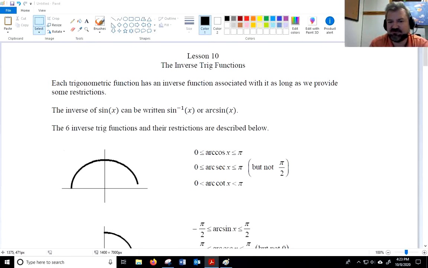Each trigonometric function has an inverse function associated with it, as long as we provide some restrictions. For example, the inverse of sine of x, which can be written as sine inverse of x, like this, or as arcsine, has a restriction that restricts its range from negative pi over 2 to positive pi over 2. If we don't restrict its range, then it wouldn't be a function.